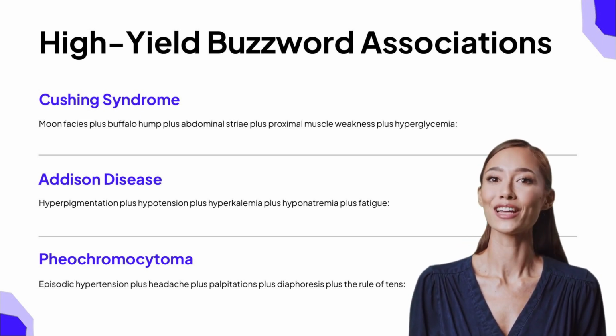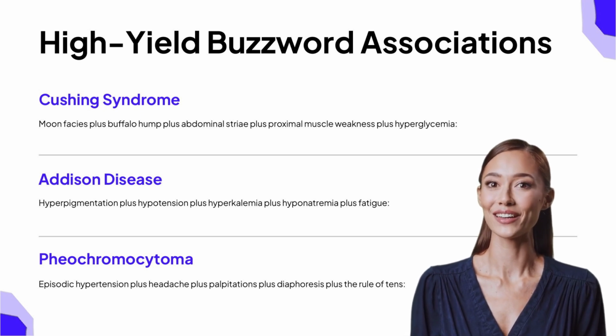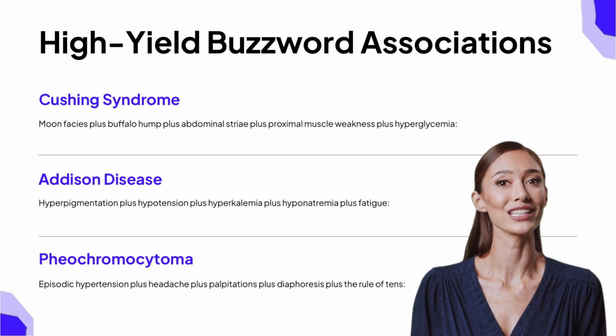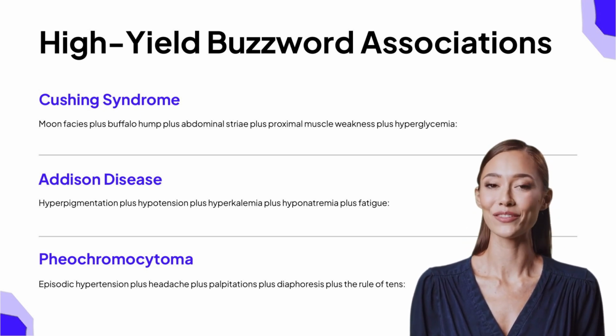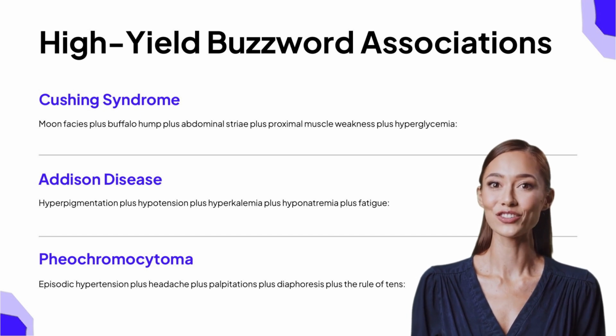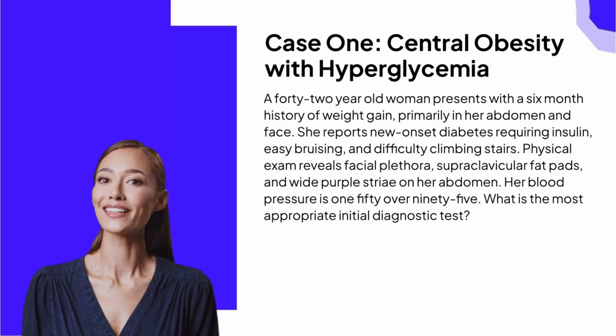For pheochromocytoma, think of the classic triad of episodic headache, palpitations, and diaphoresis with paroxysmal hypertension. Remember the rule of tens: 10% bilateral, 10% malignant, 10% extra-adrenal, 10% familial. Commit these patterns to memory. They are tested repeatedly.